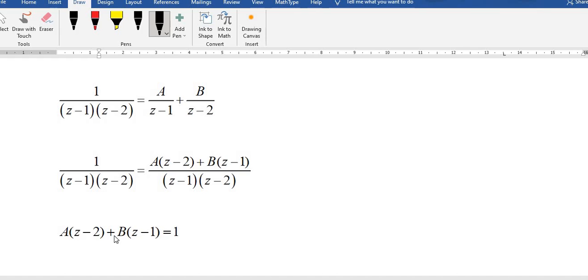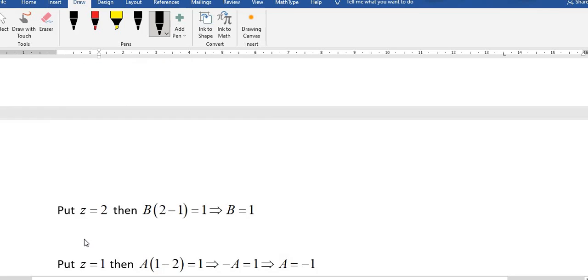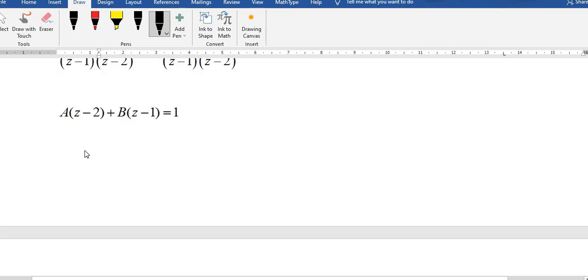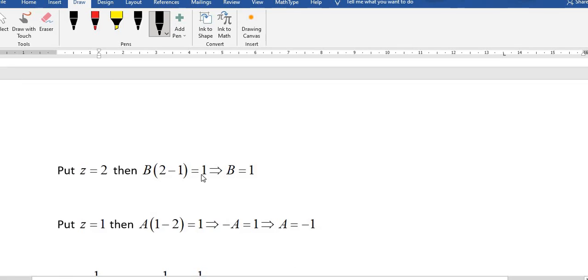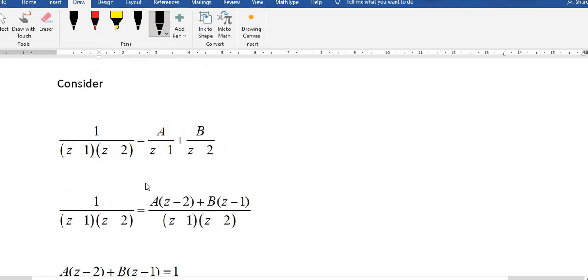To find A and B values, first of all, I am going to substitute z equal to 2. Whenever I substitute z equal to 2, this term vanishes. So we are going to get B into (2 minus 1) equal to 1. 2 minus 1 is 1. 1 into B is B. So B equal to 1. This 1 is RHS.